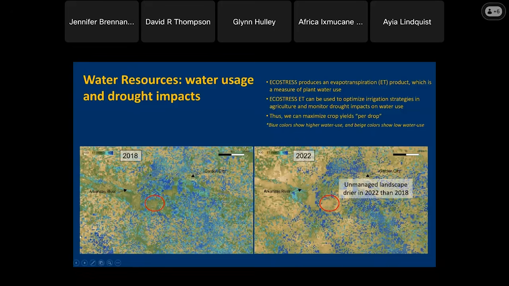It's also interesting to see in this unmanaged landscape around these fields, you can see that 2018 was a lot wetter than it was in 2022, where we see a lot drier surrounding landscape. So the 2022 region here in this example probably was a lot drier and had a lot less precipitation.